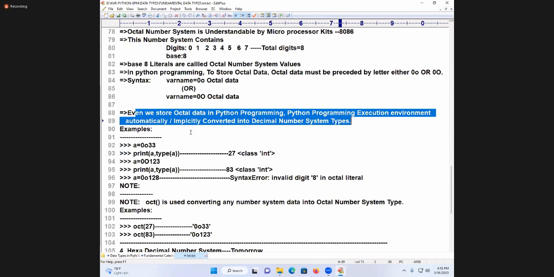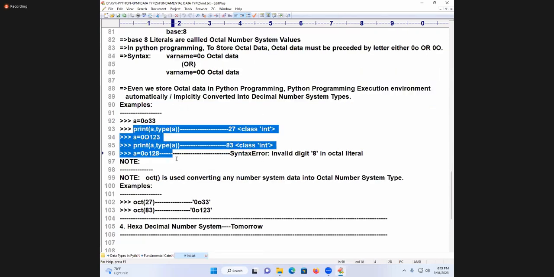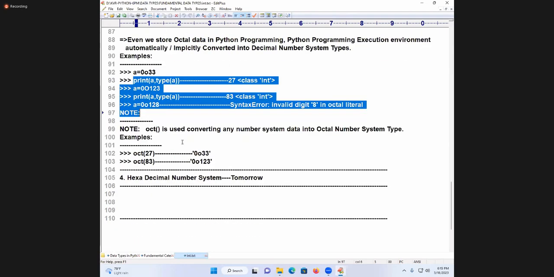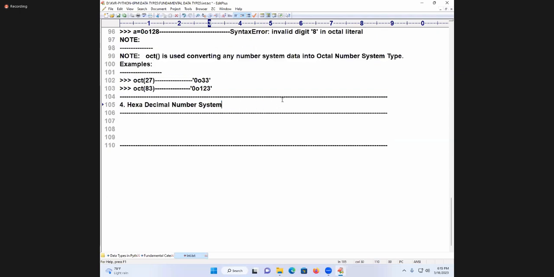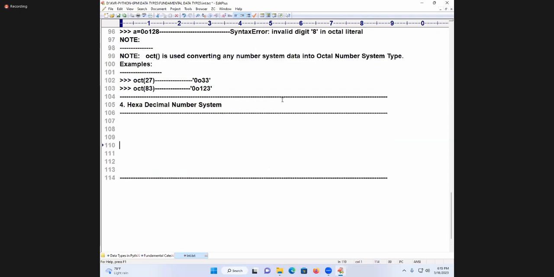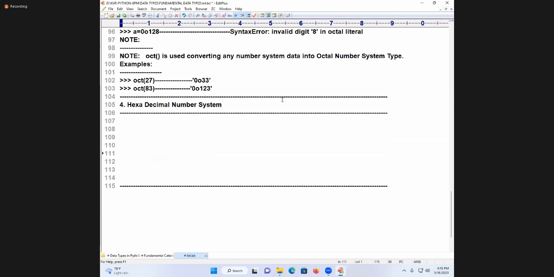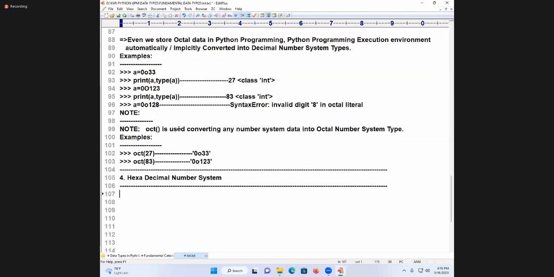So next, after that, oct(), converting any number system data into octal format. And you might have practiced those things. Now, next I'm going to enter into hexadecimal data now. Okay, easy. So this is going to be simple here.